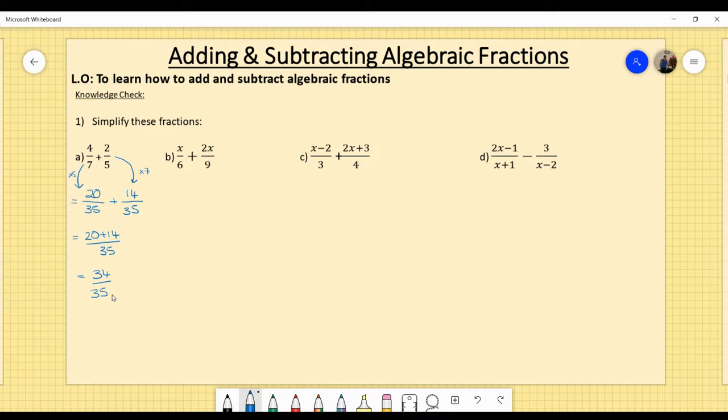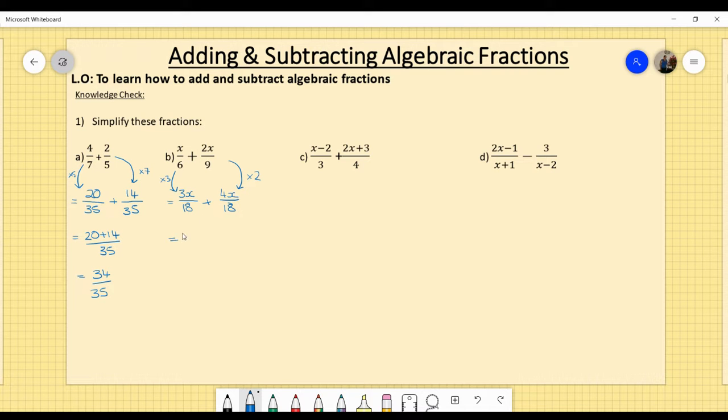As soon as we involve algebra, the process is still the same. So we still need to have a common denominator. And therefore, I've got my numbers 6 and 9. So the lowest common multiple for those two is going to be 18. So I want to have two fractions that I can add together, both out of 18. And therefore, for my first one, I've multiplied everything through by 3. So if I do that to the numerator as well, I will get 3x. And for the second fraction, I've multiplied everything through by 2. So again, if I do that to the numerator, I will get 4x.